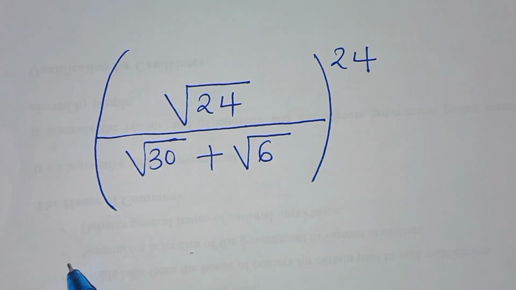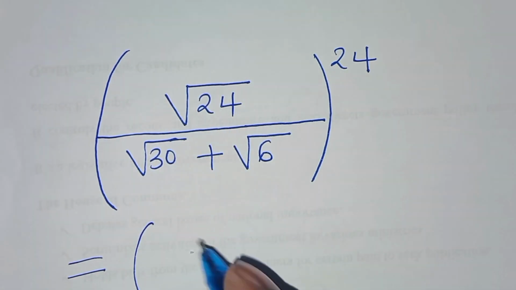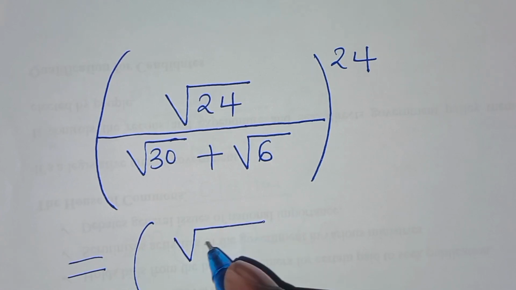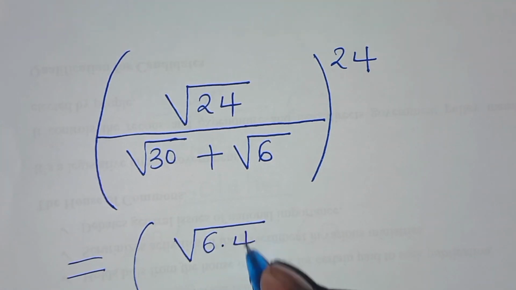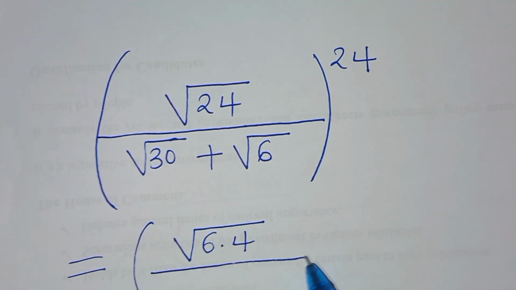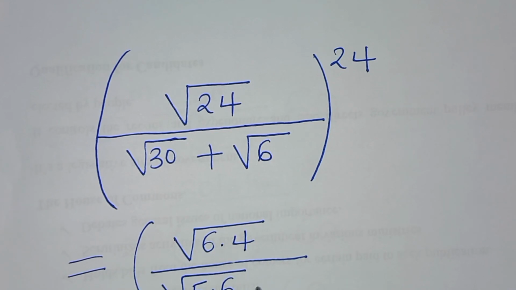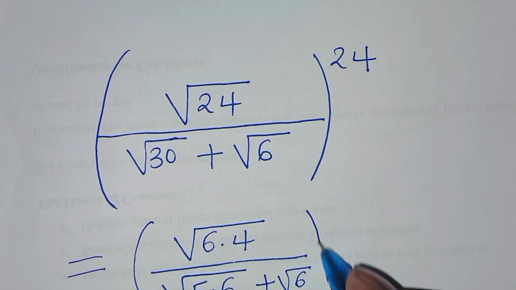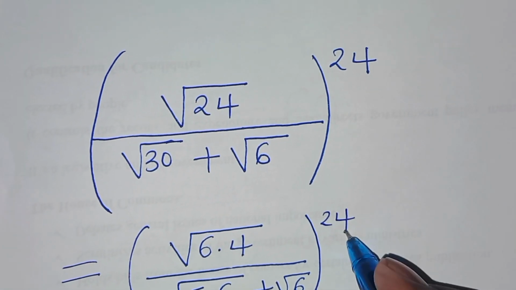Now, the first thing to do, inside the bracket, is to express square root of 24 as square root of 6 multiplied by 4, then divided by square root of 30, which can be expressed as square root of 5 multiplied by 6, then plus square root of 6, everything raised to power 24.